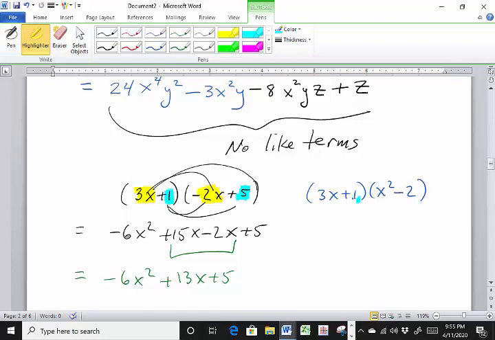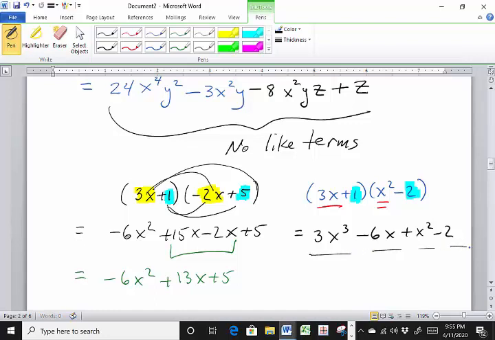Well, these are like terms, right? But these two are not like, so we won't be able to combine any like terms. That's just a little insight. So let's do this really quick. This is going to be 3x cubed minus 6x plus x squared minus 2. And if you look at all of these, there's no like terms. So we're done. That is the answer right here.